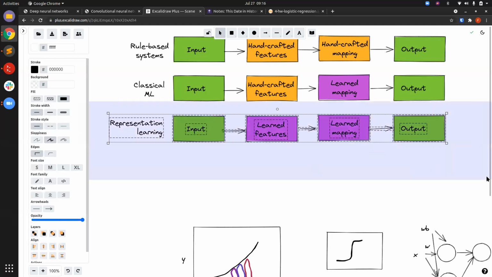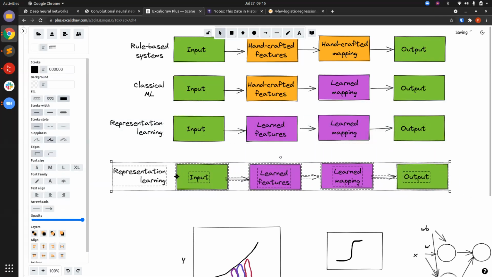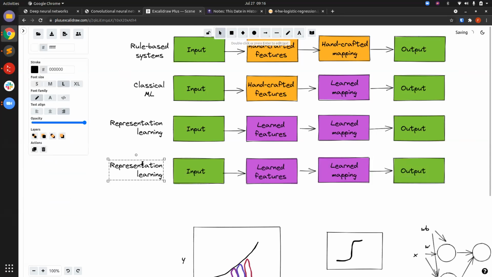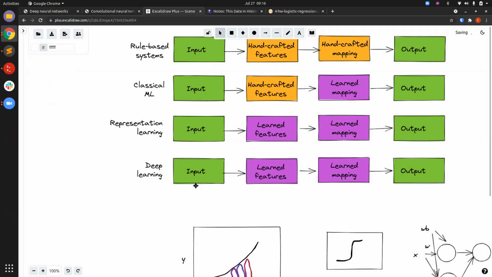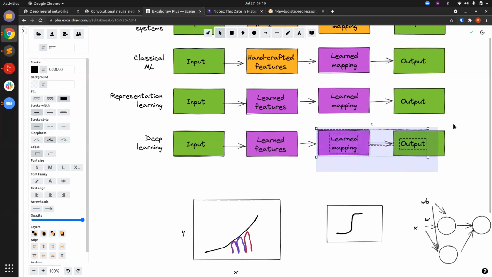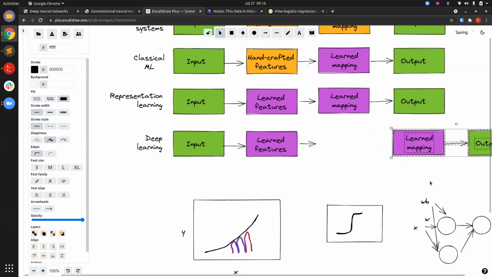And the better way is what's known as deep learning. So what is deep learning? In deep learning, I still have an input. I still have some learned features. But now I'm going to have multiple layers of learned features.